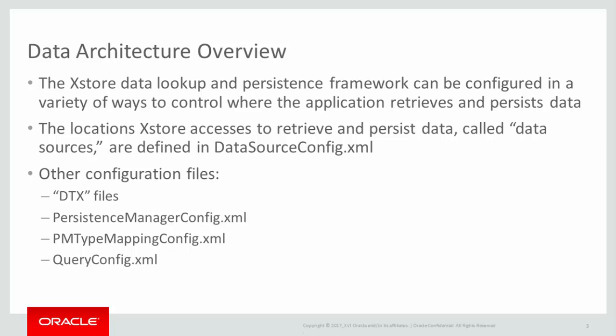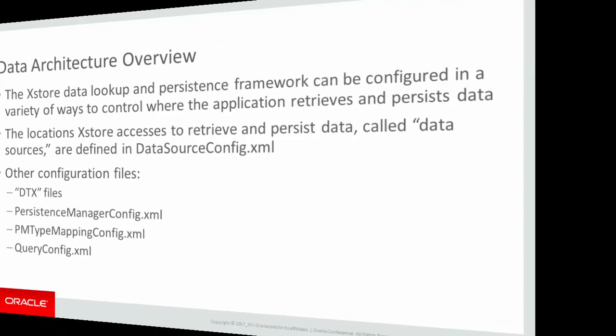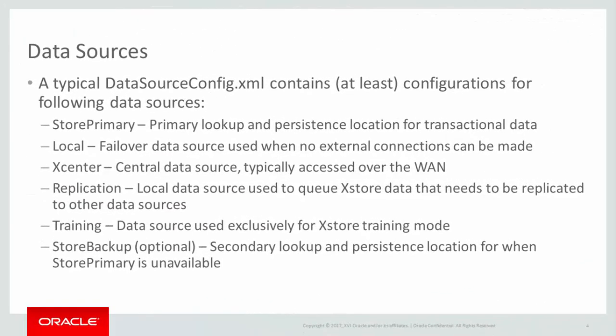file. Other files that are used for configurations of this DTX framework are the DTX files, the persistence manager config XML file, and the PM type mapping config XML file. A typical data source config XML file contains configurations for the following data sources: store primary, which is the primary lookup and persistence location for all transactional data, and all registers communicate with one store primary within the store.